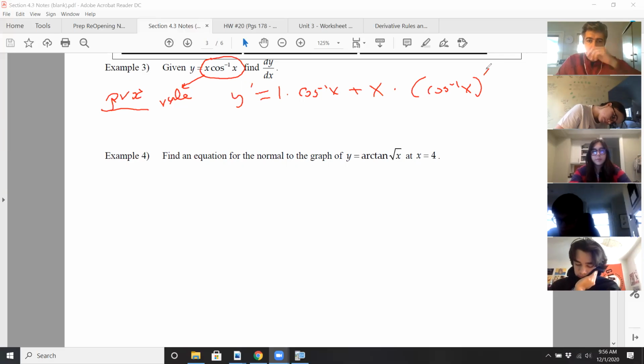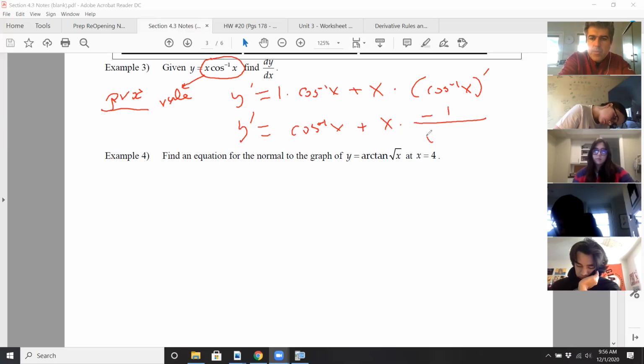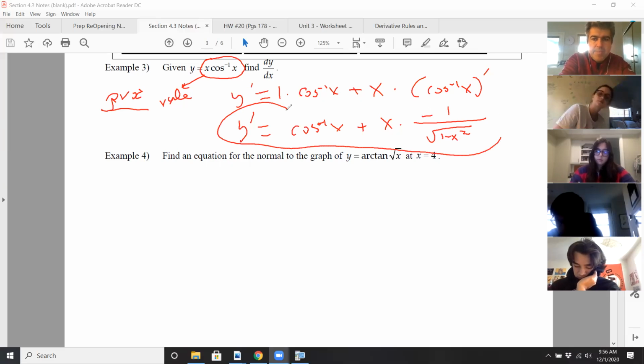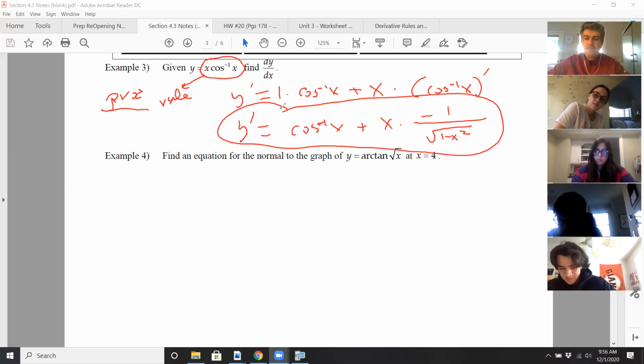Now, we already know what it is. We have the formula. So there you go. Just use the formula at this point. You don't have to keep going through how the formula came about. And that's just going to be x times negative 1 over root 1 minus x squared. And just leave it like that. Do not simplify. Just leave it like that. It's totally fine. And again, you can use your TI-84 calculator to verify your work.